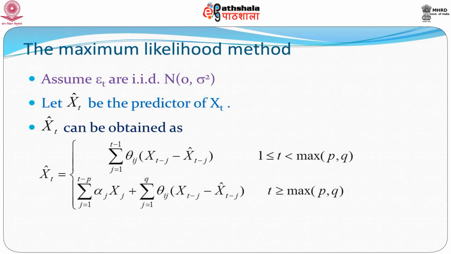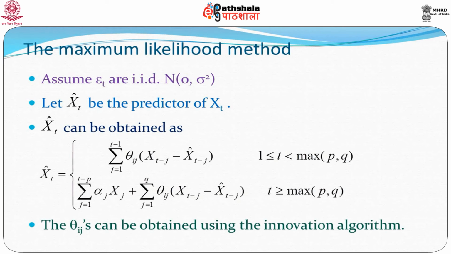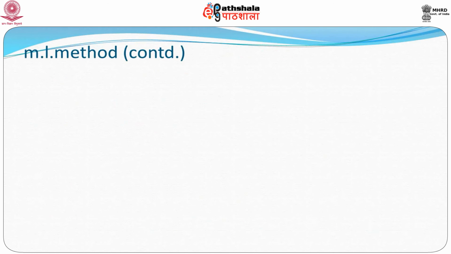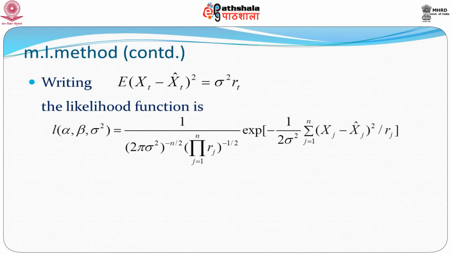Remember, we did something like this when we looked at the innovation algorithm in estimating the MA parameters. So, once we can do this, we can write the likelihood in terms of the residuals. The theta j's can be obtained using the innovation algorithm, as I said, and hence we can always get y t hats. And the expectation of y t minus y t hat squared is going to be sigma square r j, and we can write the likelihood function, if we express it this way, as for the normal distribution.